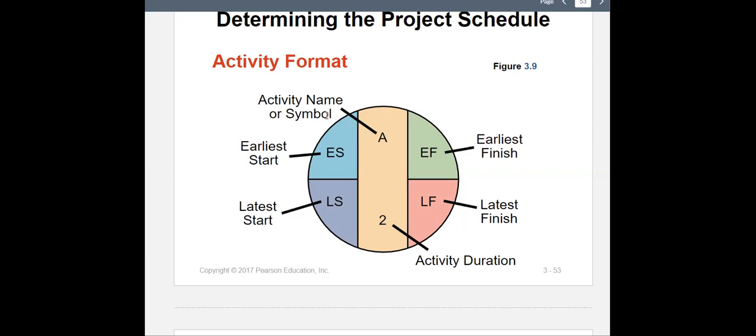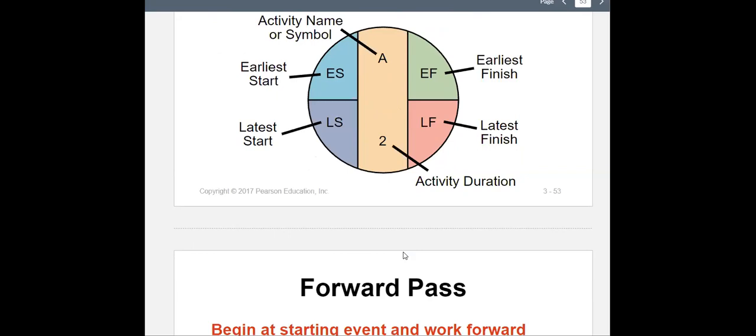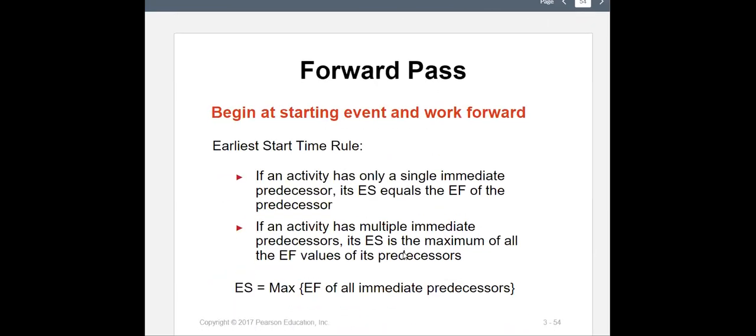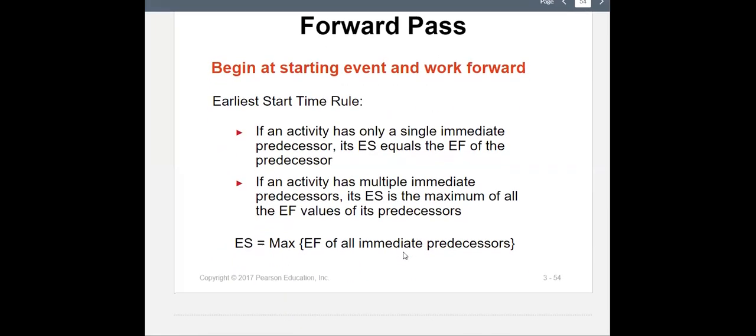When we are done with the whole network on the top, then we have a backward process. A backward process is calculating the bottom part. All right. So the first part is the forward pass. So forward pass, begin at starting event and work forward. Earliest start time rule. So there is a rule to fill up these numbers.